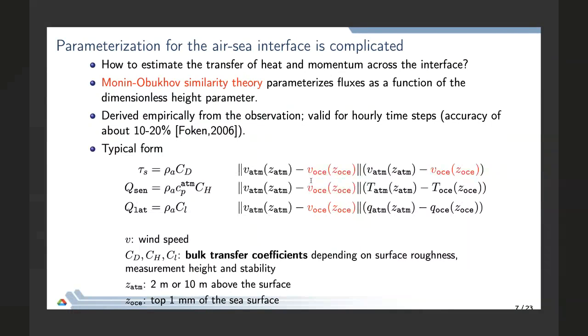So let's take the flux calculation for sensible heat, for example. This heat flux is approximately a linear function of the difference in air-sea temperature. It also depends on the wind speed difference between two locations. One of the locations should be at the bottom of the atmosphere, which is 2 meters or 10 meters above the surface. The other location is about the top 1 millimeter of the sea surface.